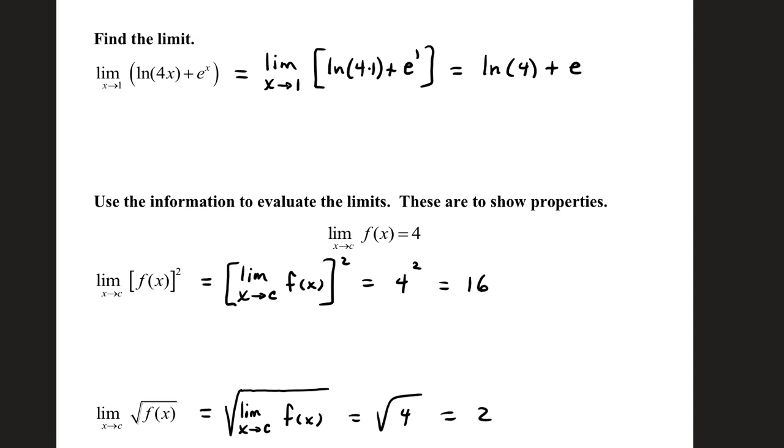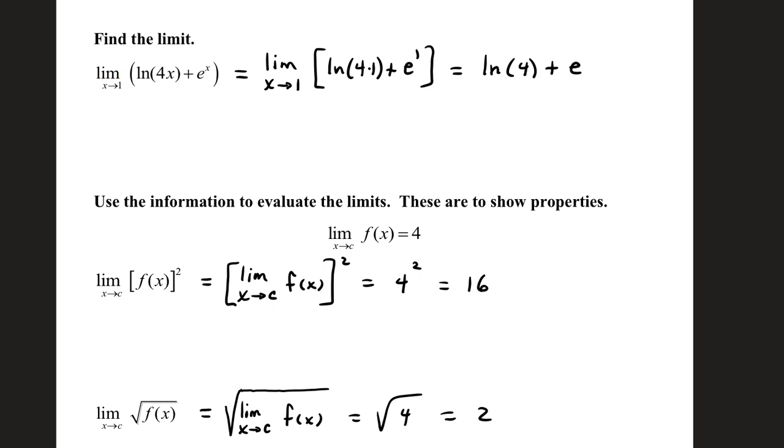Find the limit. We have the limit as x approaches 1 for the function natural log 4x plus e to the x. Natural log is defined for positive values of x. For this particular example, e to the x is also defined everywhere. It has an infinite domain.